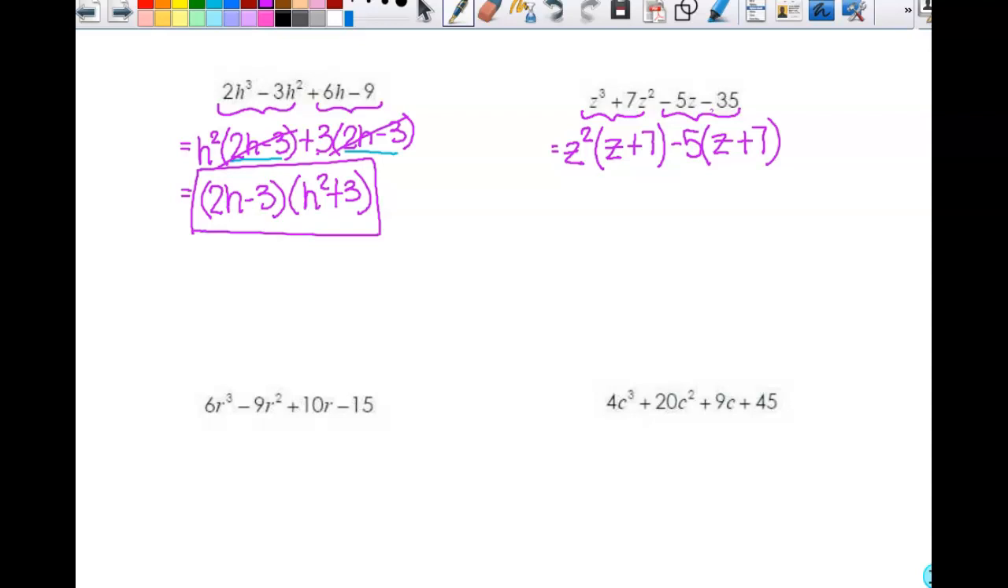All right, then I'm going to factor out that z plus 7. Once those are gone, I'm left with z squared minus 5. If this was a difference of squares, I would keep factoring, but it's not, because 5 is not a perfect square. Okay. What questions do we have?